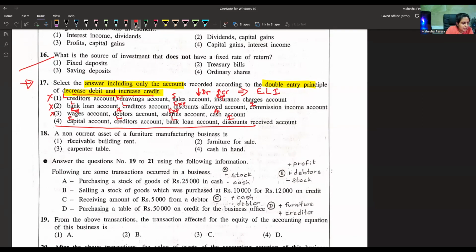Right. Next. A non-current asset of a furniture manufacturing business. Now tell me, if you consider a furniture manufacturing business, son, furniture is their stock. This is what they sell to their customers. So furniture is not a non-current asset in this business. It has to be something else. So definitely 2 is out.